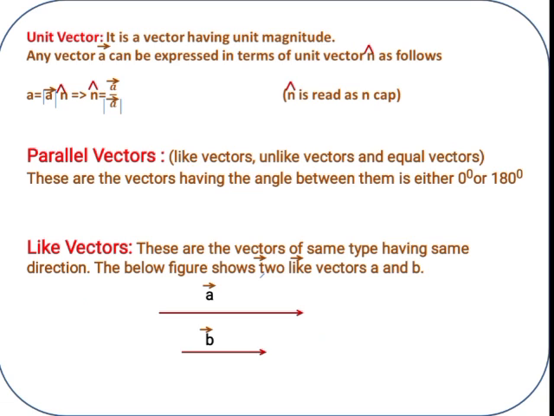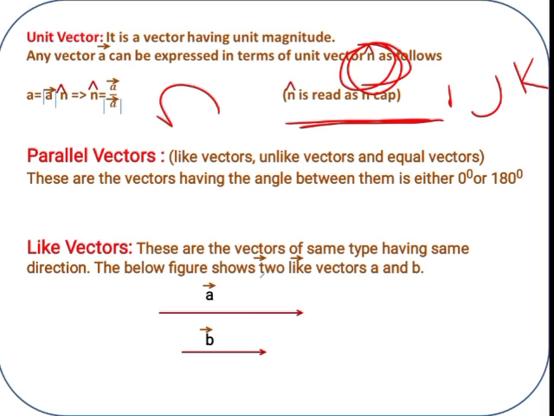And how do we represent them? By using this symbol, n cap. We have to read it as n cap. Either the n cap notation, or we can use small i, j, k. Okay. So small letters i, j, k are also considered as unit vector notation. So this is the expression for the unit vector.